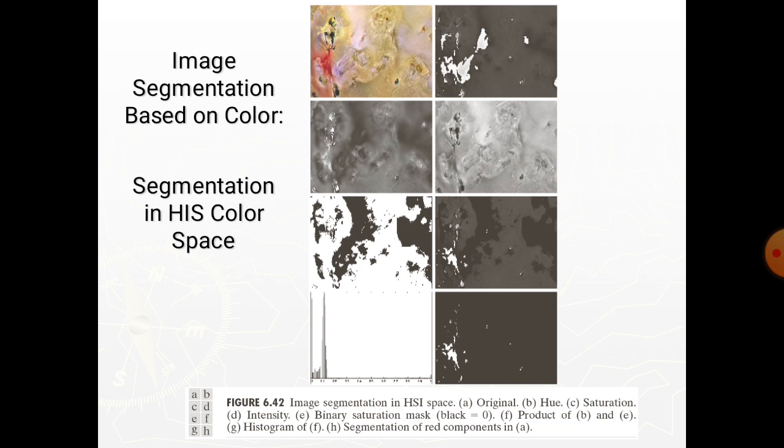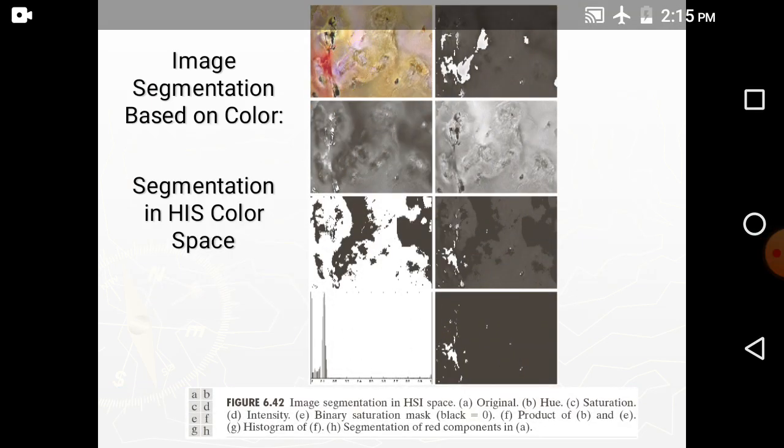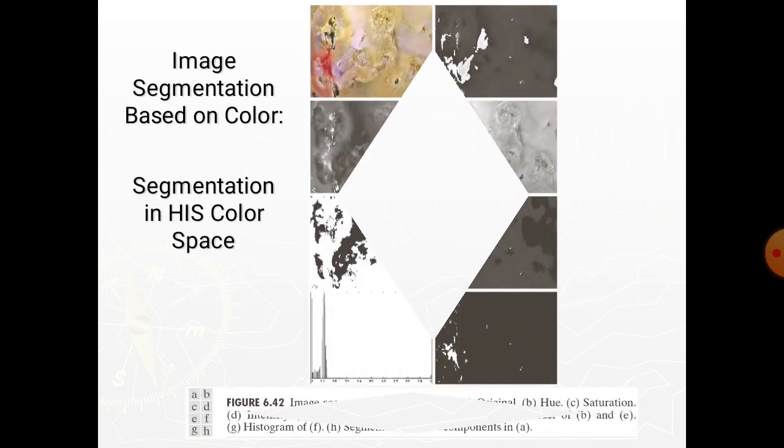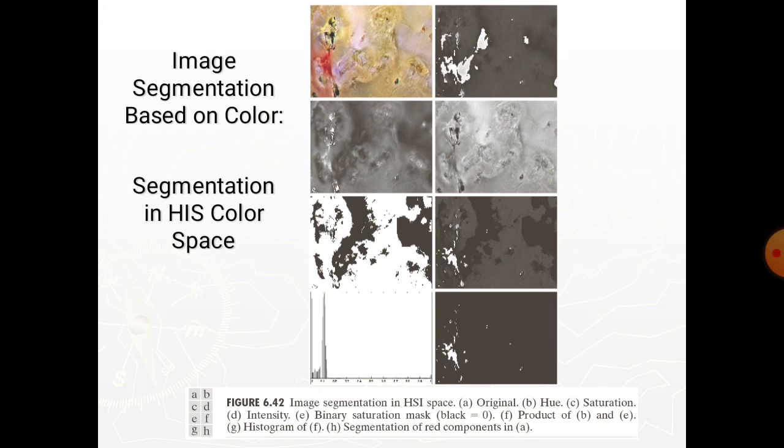So this figure, figures A, B, C and D: the region in which we are interested has relatively high values of hue, indicating that the colors are on the blue-magenta side of red. Figure E shows a binary mask generated by thresholding the saturation image with the threshold equal to 10% of the maximum value in the image.